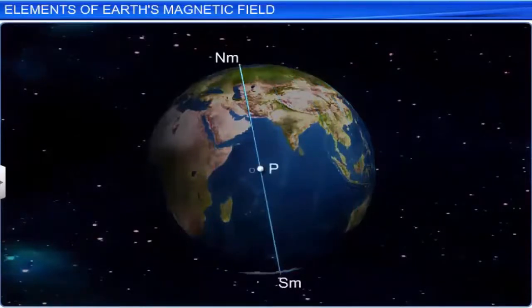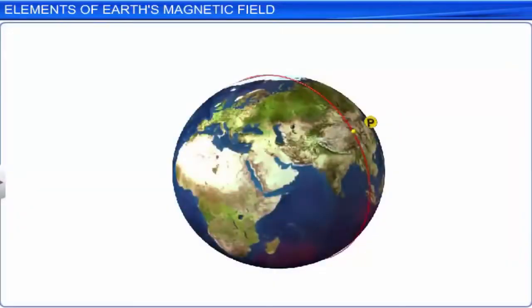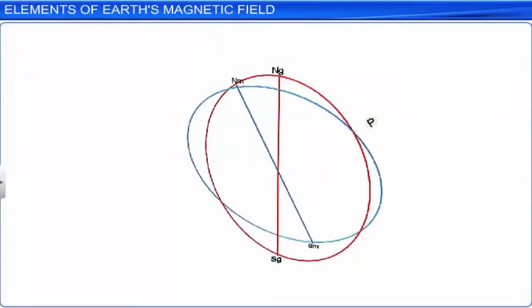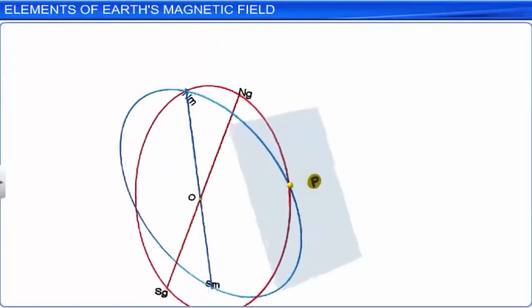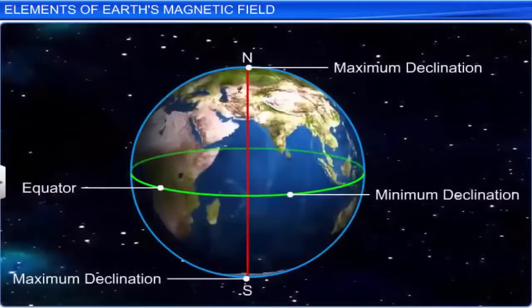At any given point, the geographical meridian and the magnetic meridian together look like two intersecting straight lines. The acute angle between these two straight lines is known as declination. It is denoted by the capital letter D. Declination changes from place to place on Earth. Declination is minimal at the equator and goes on increasing with latitude.